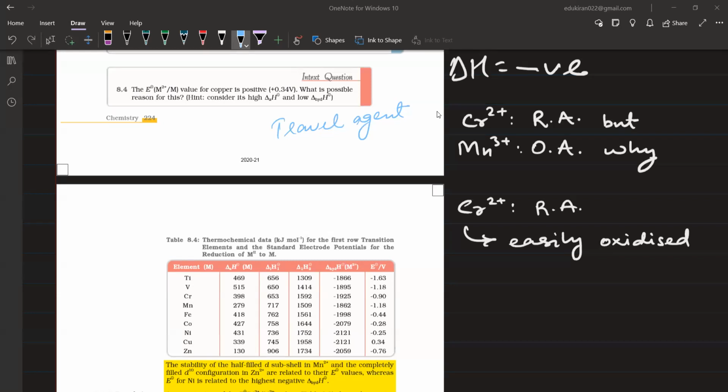Is that right? Yes or no? Please tell me. So what is the work of a travel agent? He makes others travel. So what will a reducing agent do? It is going to reduce others. What is it going to do? It is going to reduce others.